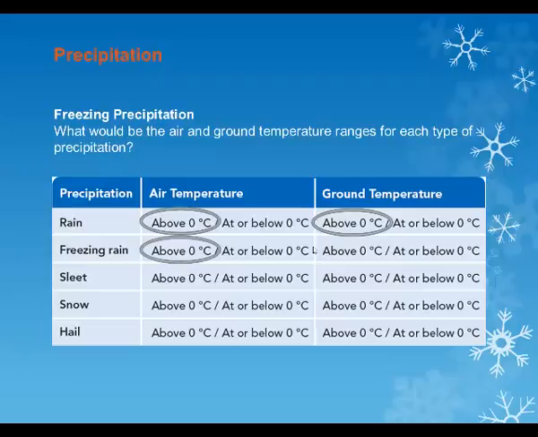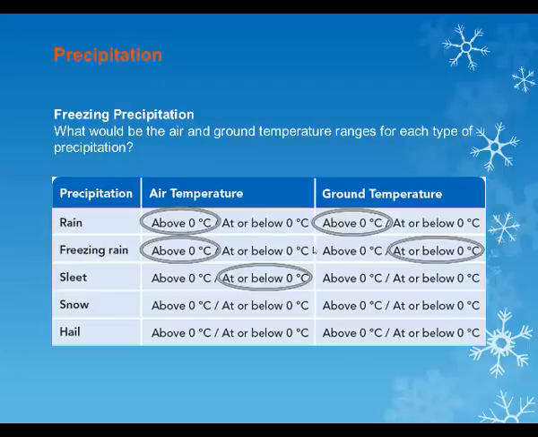So freezing rain has to have air temperatures above 0 degrees Celsius, and ground temperatures have to be at or below 0 degrees Celsius, because remember, as freezing rain occurs, that water droplet comes in contact with a cold surface and it freezes. Sleet. The air temperature has to be at or below 0 degrees Celsius.